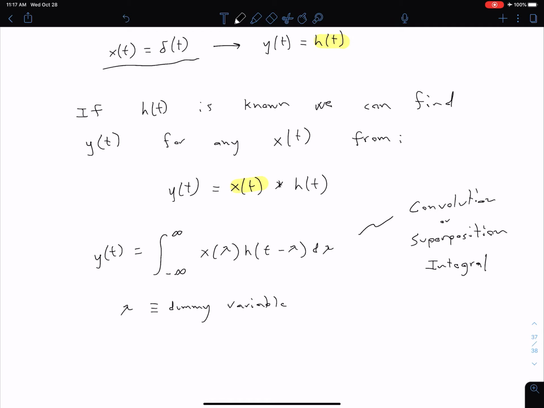In the next video, we're going to look at some properties of our convolution. Then we're going to come back and simplify this integral definition a little bit. And then ultimately what we're going to do is look at how we can do this convolution graphically.